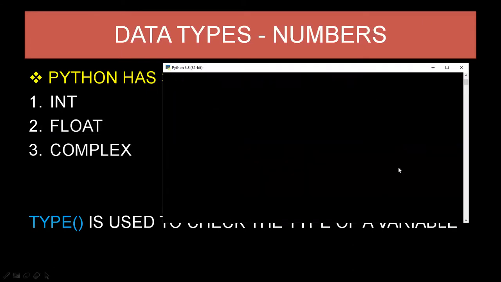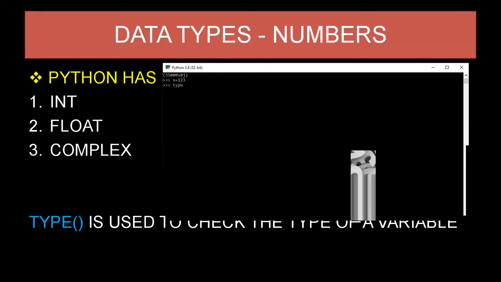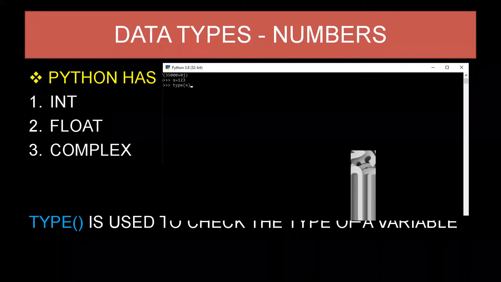So we will type x equal to 123, and if we check type of x, pause the video and think about it. What should be the answer? So it will be integer, because 123 is an integer number, so it will print integer.